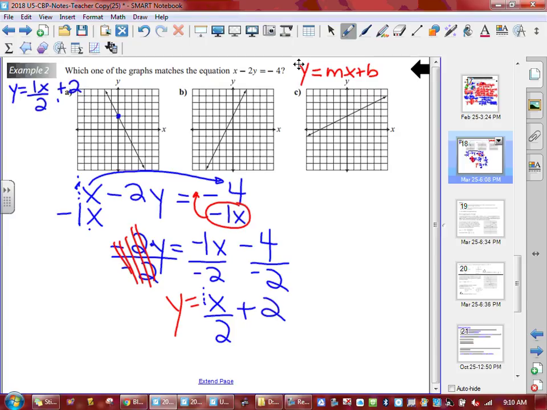2. Good. The bottom always moves right, so 2 to the right. What does the top do? 1 up, because it's positive. So I'm going to go 2 right, 1 up. So I got to move my dot. 2 right, 1 up. Did I get that line?